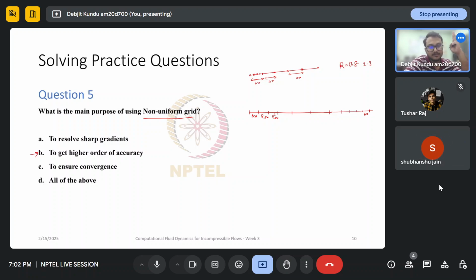Yes, near a solid surface we have to take smaller grids, because wherever there is a solid surface and some flow near that, there is a chance of boundary layer formation. Boundary layer formation leads to high flow gradients, and to resolve high gradients we need a very fine mesh. You get the point, right? So we design this non-uniform grid, this fine grid, so that we can resolve the actual behavior better.